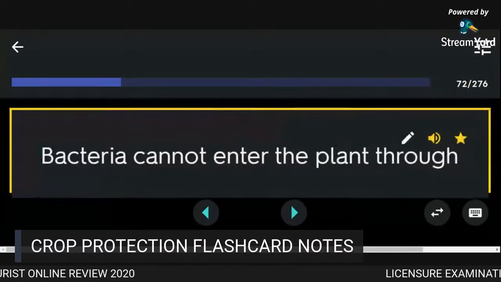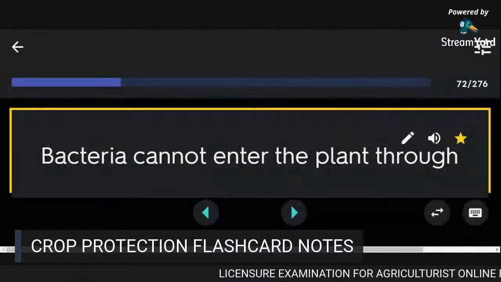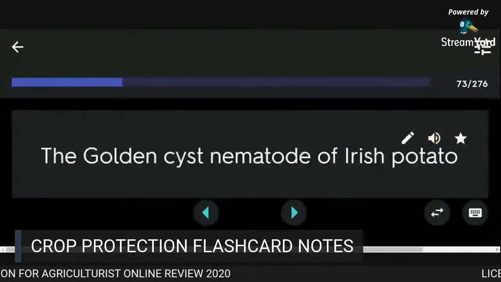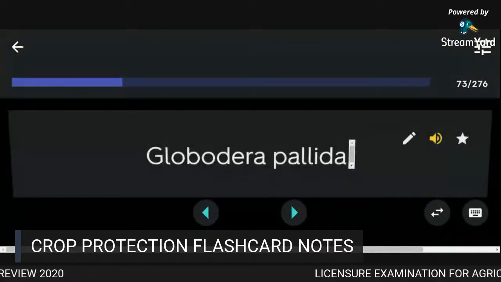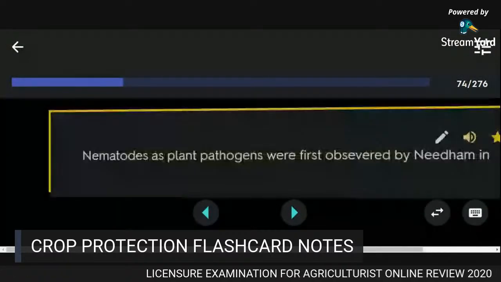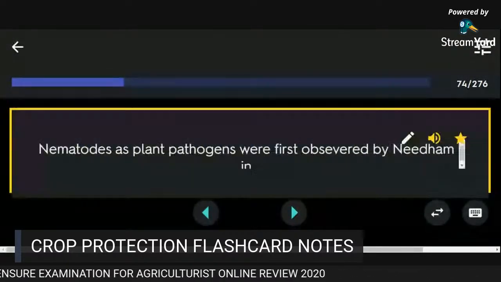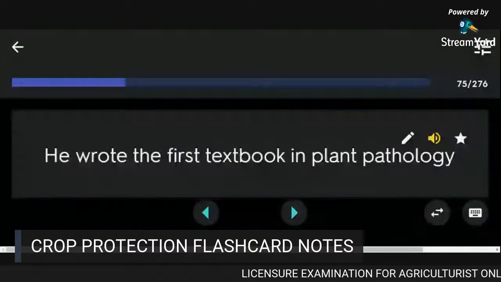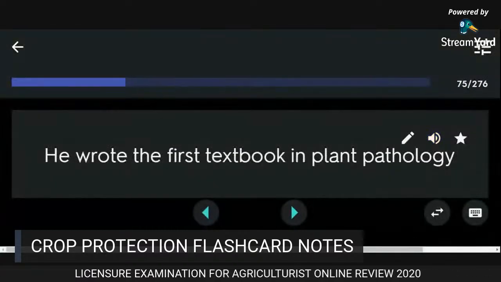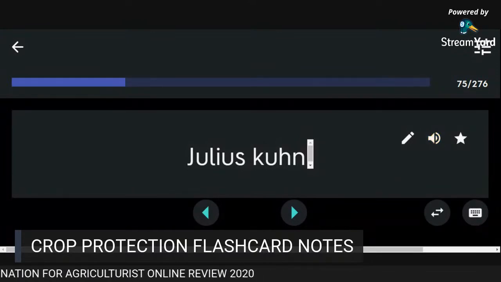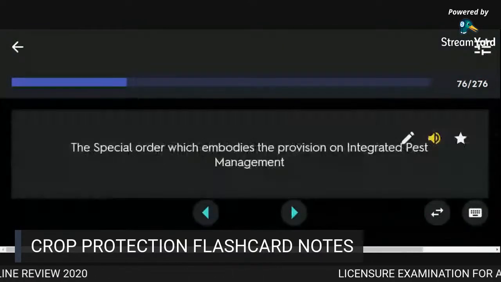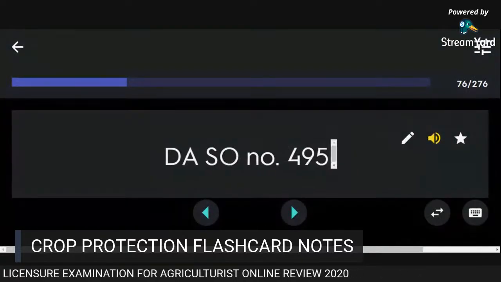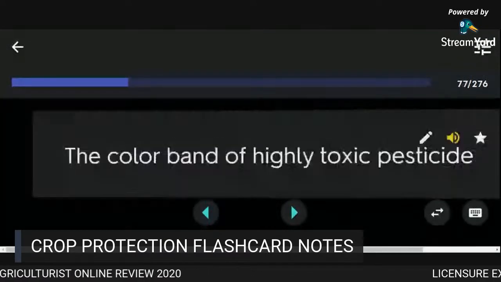Bacteria cannot enter the plant through intact host surface. The golden cyst nematode of Irish potato: Globodera rostochiensis. Nematodes as plant pathogens were first observed by Needham in wheat kernel galls. He wrote the first textbook in plant pathology: Julius Kühn. The special order which embodies the provision on integrated pest management: DA Special Order number 495.